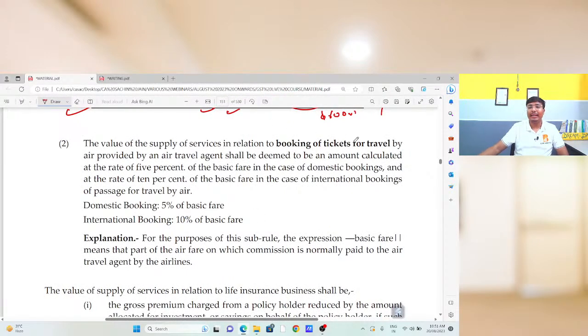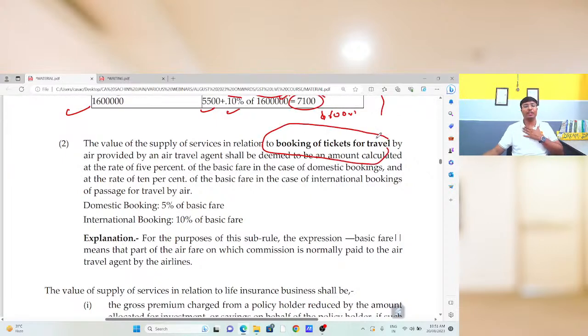Now we are going to decide the value of supply in case of an air travel agent. Suppose I am an air travel agent and you need certain bookings from my side, so you are not going to directly book the same, you are going to take the help of that air travel agent. In that case, what will be the value of supply in the hand of that air travel agent? That means what is the amount on which I need to make the payment of taxes.